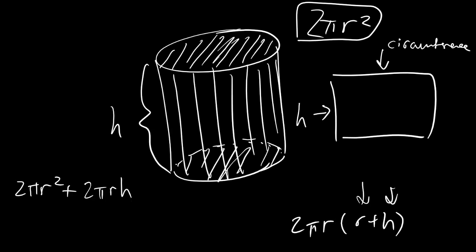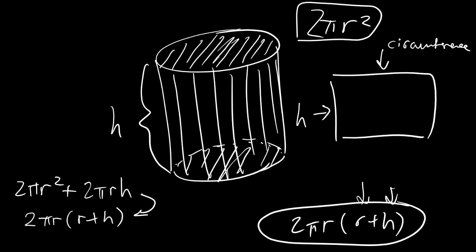All right, so now what we can do is factor out. So we find a 2 and a pi and an r in both. What's left is an r plus h. So this becomes this. You don't need to know how this happens. All you need to know is that this is the formula. And all you need to do is plug in the numbers, and as long as you do it right, you should get the correct answer.